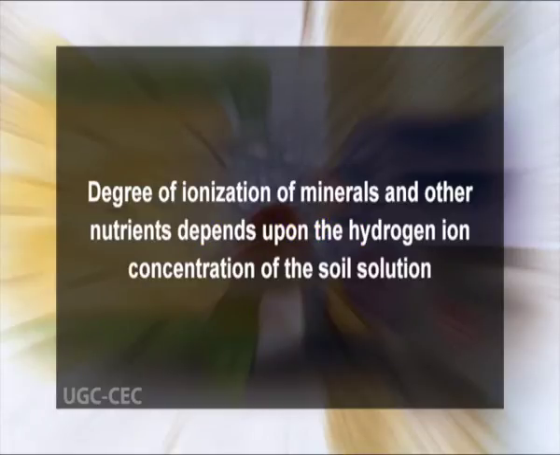Third is pH of the solution. The degree of ionization of minerals and other nutrients depends upon the hydrogen ion concentration of the soil solution. For example, most of the phosphate ions at alkaline pH exist either as bivalent phosphate ions or trivalent phosphate ions. Such ions are not favored for absorption. On the other hand, neutral pH favors the absorption of monovalent ions. So, the soil pH has a significant effect not only on the rate but also the kind of the ions taken up.